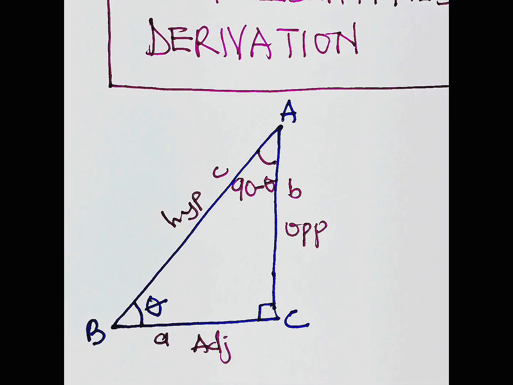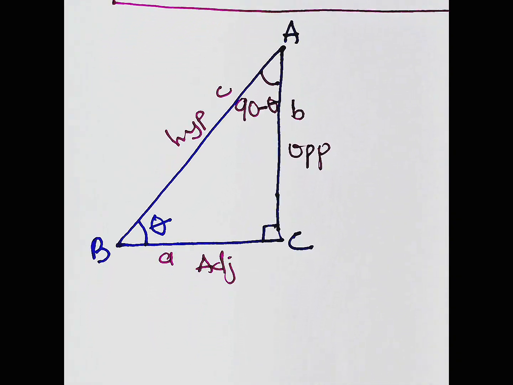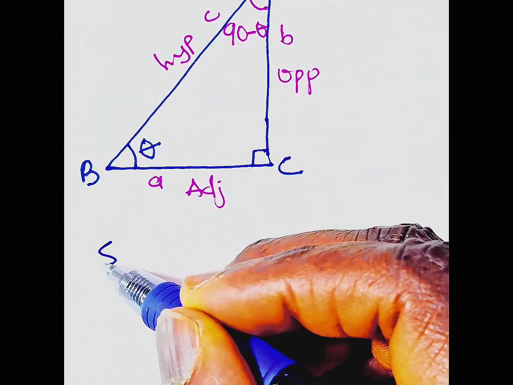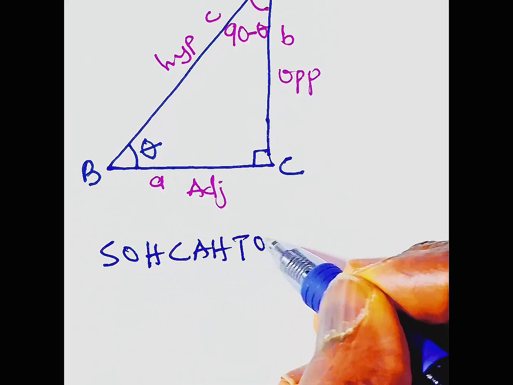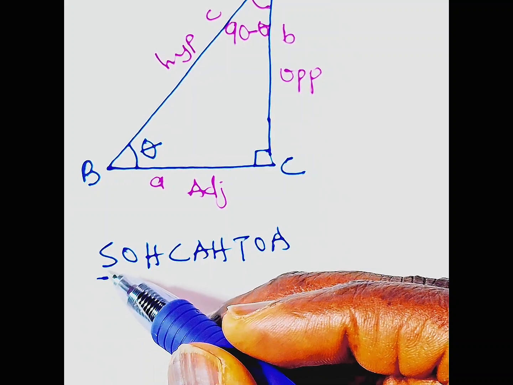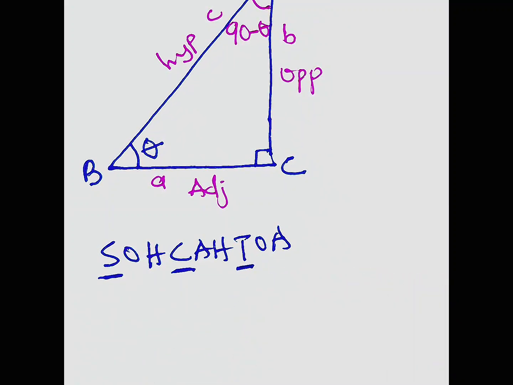Now, we're going to use SOHCAHTOA and also the Pythagorean theorem in order for us to be able to derive these identities, of which we know about the SOHCAHTOA. The SOHCAHTOA is written as this. In that way, we'll be considering the sine of the angle, the cosine of the angle, and the tangent of the angle.